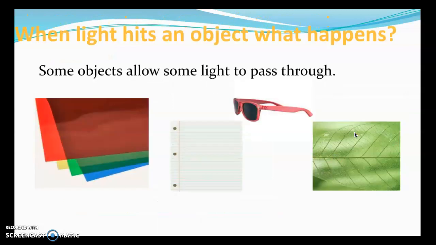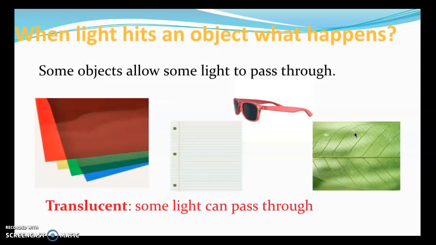Some things do allow light to transmit, but not all of it, like sunglasses, right? They allow some of the light to come through, but not all of it, a very little amount of it. You might be able to see the other side of a leaf, or some creatures are even translucent. This is the word for when something's transmitting some, but not all, of the light.